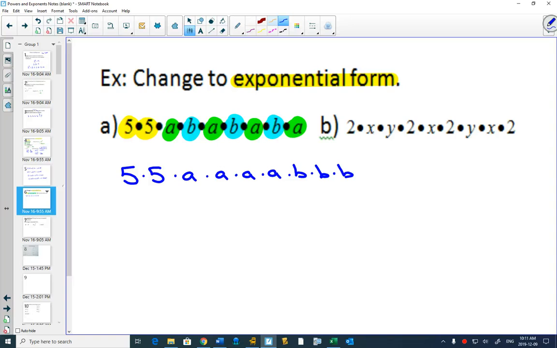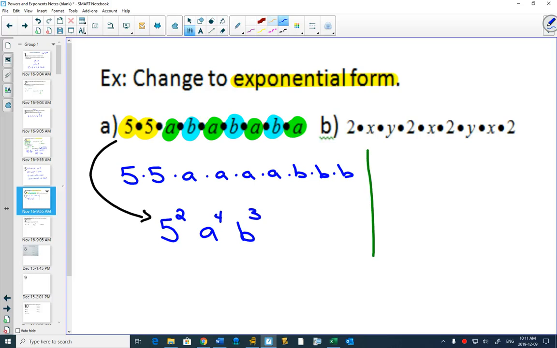How could I rewrite 5 times 5? The base would be 5. The exponent? 2. How could I rewrite A times A times A times A? A to the power of 4, or to the exponent of 4. And how could I rewrite B times B times B? B cubed. Can you see that you could skip this middle step, most likely, and just go there by counting? How many 5s do I have? 2 of them multiplied together. I can write that as a power, 5 to the exponent of 2.